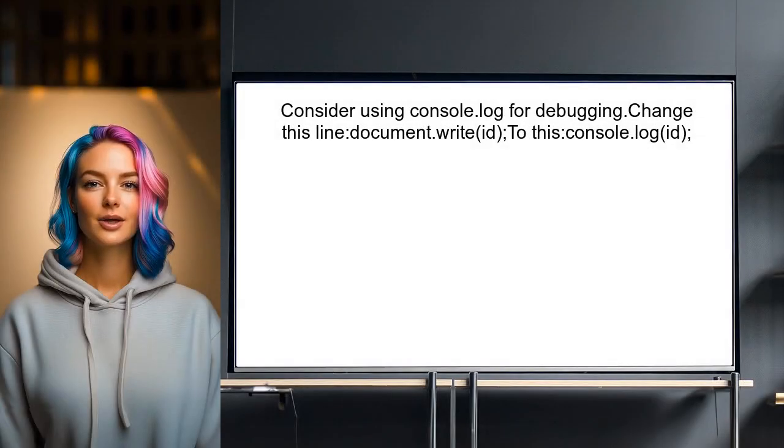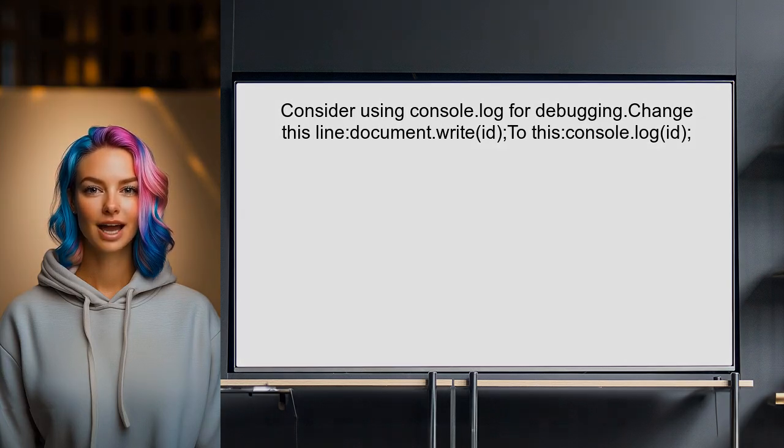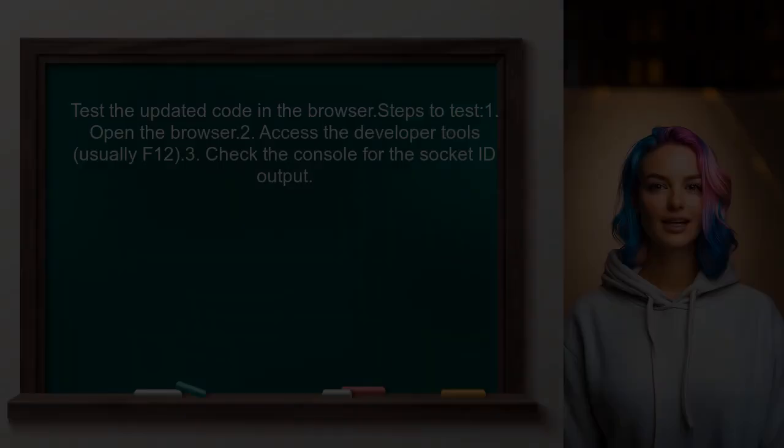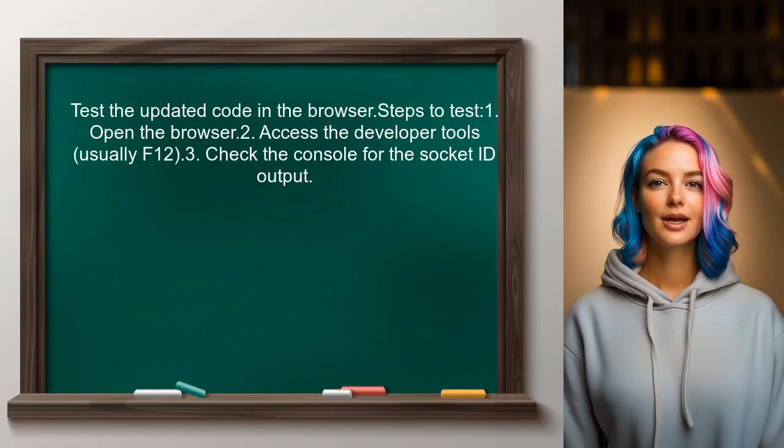Additionally, the user should consider using console.log instead of document.write for debugging purposes. This will help them see the socket ID in the browser's console without affecting the page content. Finally, the user should test their updated code in the browser. They can open the developer tools and check the console to see if the socket ID is displayed correctly.